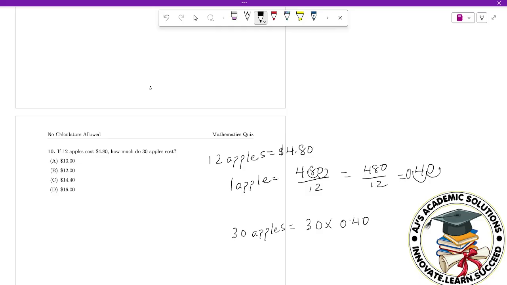Let's come here. So we'd have 0.40 times 30. 0, 3 noughts and noughts, 3 4's 12. Decimal places we have 1, 2. So we start from here, 1, 2, giving us the answer here to be $12.